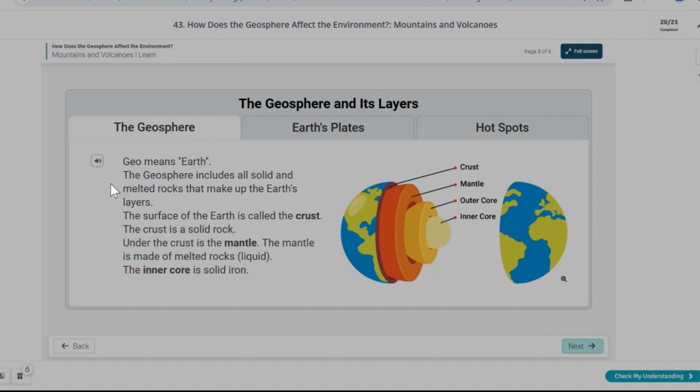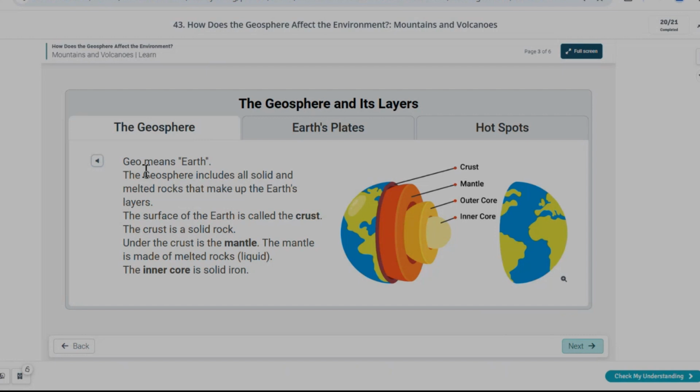Geo means earth. The geosphere includes all solid and melted rocks that make up the Earth's layers. The surface of the Earth is called the crust. The crust is a solid rock. Under the crust is the mantle. The mantle is made of melted rocks or liquid. The inner core is solid iron.